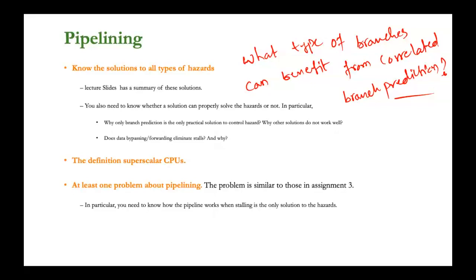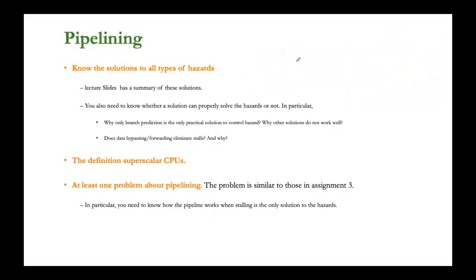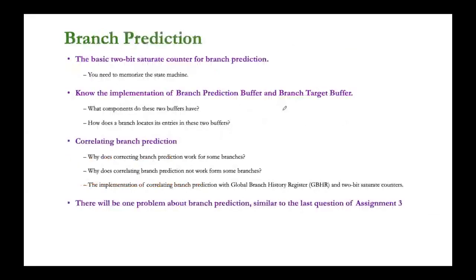Okay, so these kinds of questions will be covered in pipelining, and at least one problem about pipelining will be there, which is similar to your assignment 3, to find how many cycles there are, and you need to draw a table also. In pipelining, I just said in the first slide we discussed. Then comes your branch prediction.